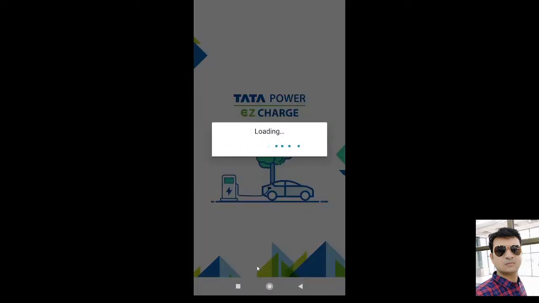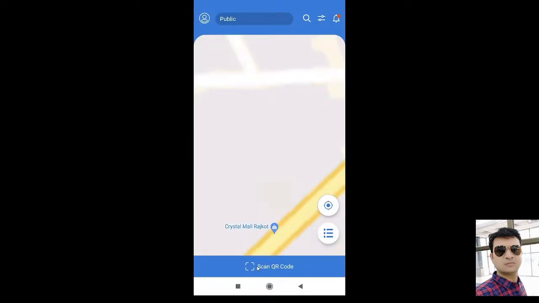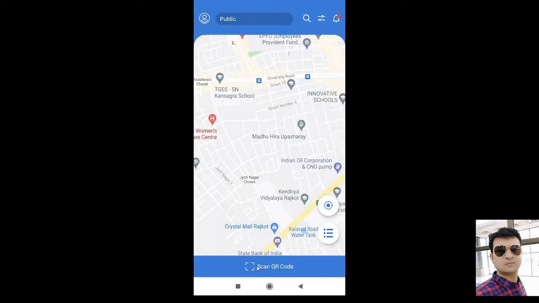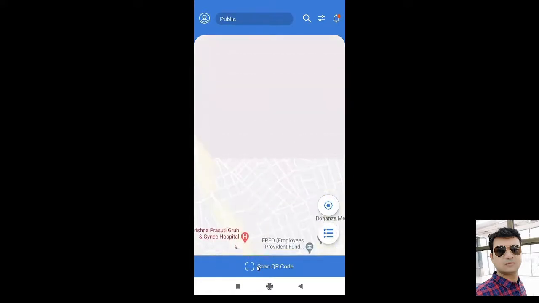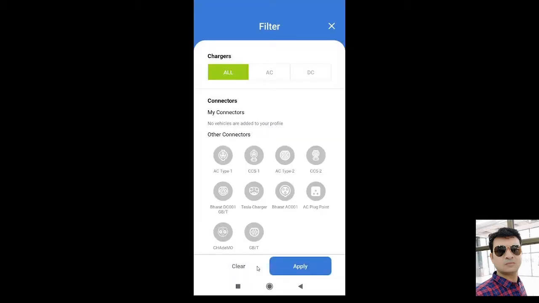First you have to log in with your email ID or password, or you have to create your login ID. Then, as we see here in this tab, in this application different chargers are given, that is AC and DC, and these are the connectors: AC type 1, CCS1, AC type 2, CCS2.